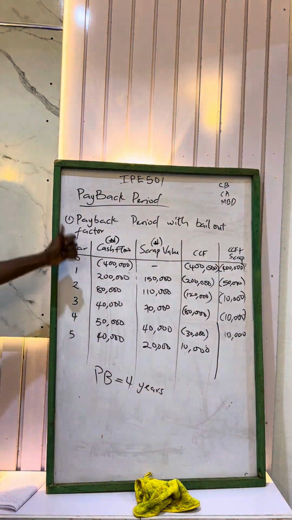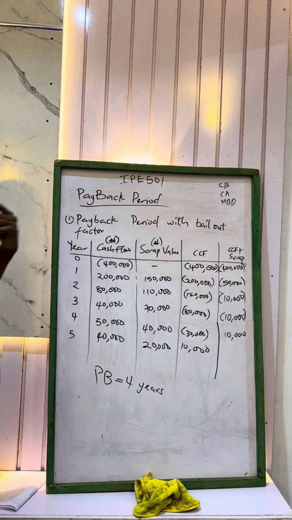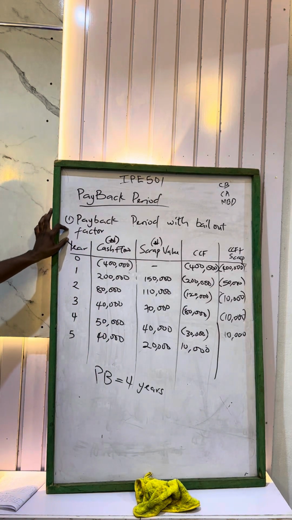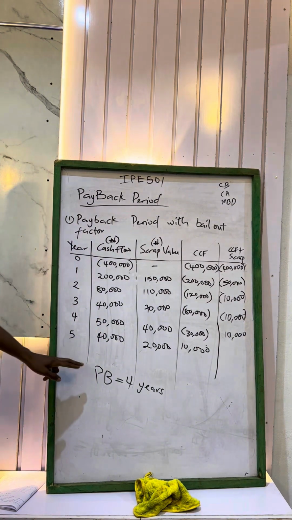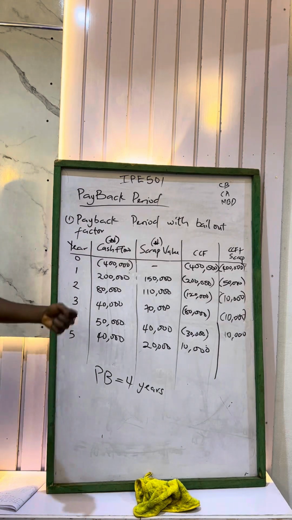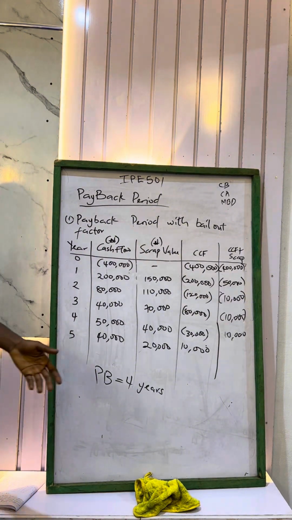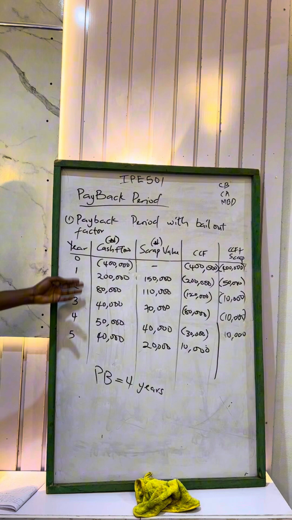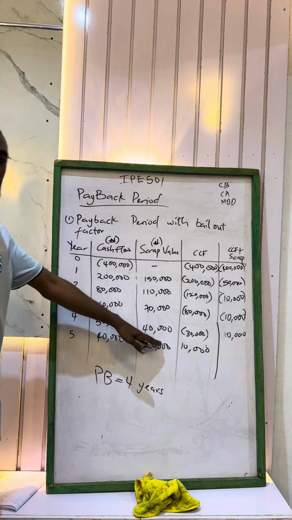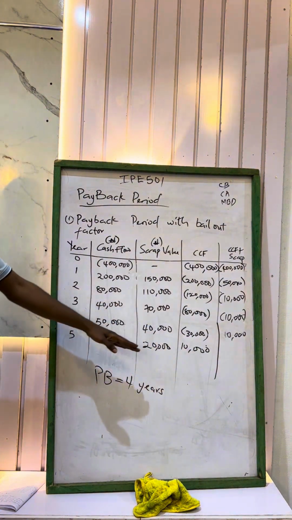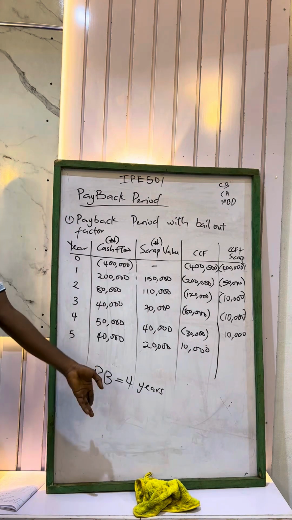So unlike the payback period we discussed last time, the one with unequal cash flow, where we can have our payback period before the end of a particular year, that is where we had the case of 3.2 the last time. But for this, you can only sell out the project at the end of a particular year. So there might not be a case for decimals.